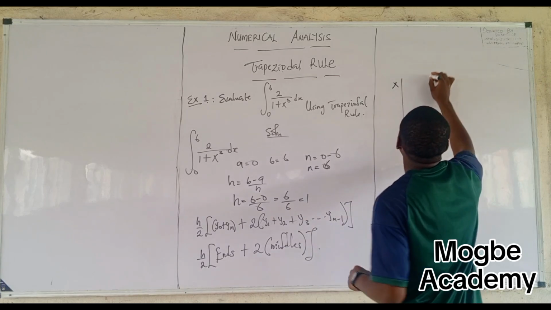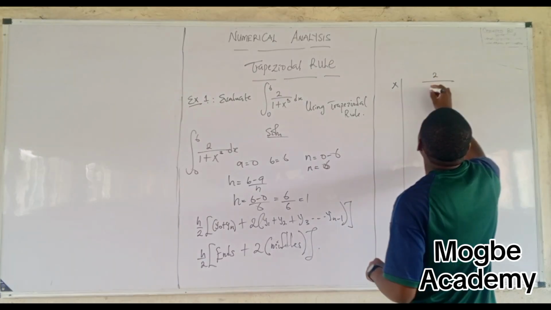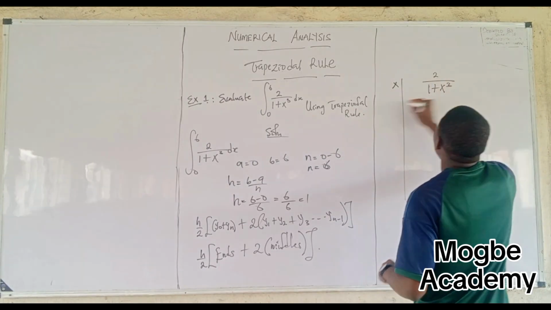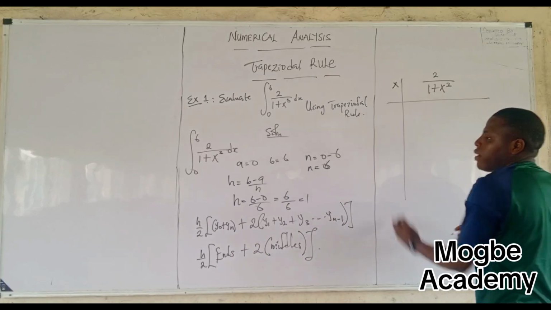Your x and your function is what? X over what? Your function is 2 over 1 plus x cubed. Are we together? So basically, this is your table function. This is your interval function.